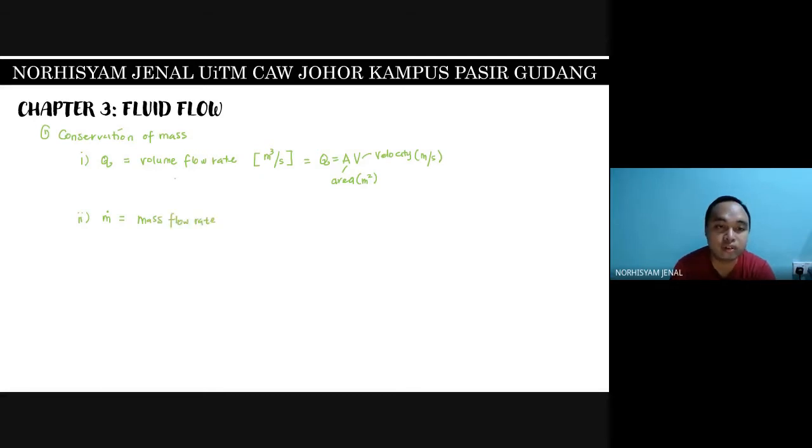Instead of using volume as the calculation, we use mass, and the unit for it should be kilogram per second. The mass flow rate actually equals rho Q. Rho is density in kg per meter cube, and Q should be equal to this one up here, or we can rewrite it as rho A V.